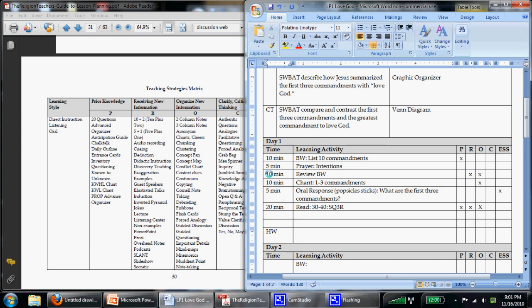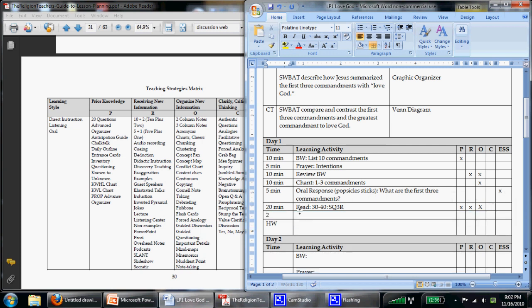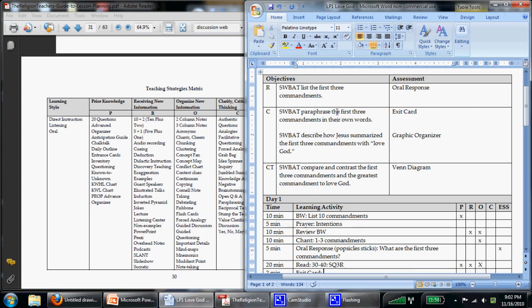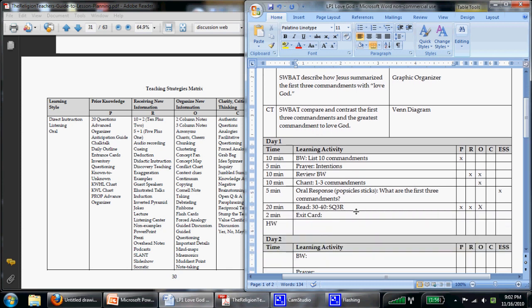You can see there we have about 50 to 60 minutes covered already, so we'll probably want to end the lesson for this day pretty much here. And what we want to do is add an exit card that you can quickly assess at the end of the class, and this is going to be our assessment for the second objective, which is to paraphrase the first 3 commandments.